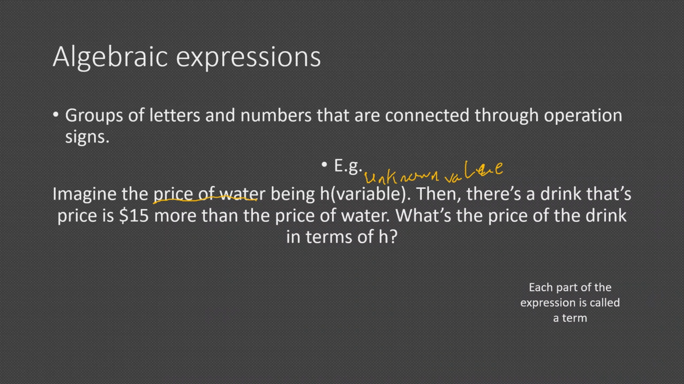Then there's a drink whose price is $15 more than the price of water. Then they'll ask us, what's the price of the drink in terms of h? You'll see this phrase, in terms of, a lot. So the question says, there's a drink whose price is $15 more than the price of water. We know the price of water, I can say W for water equals h. We know that is h, so we can put that aside. Then you know that there's a drink now whose price is $15 more than the price of water.